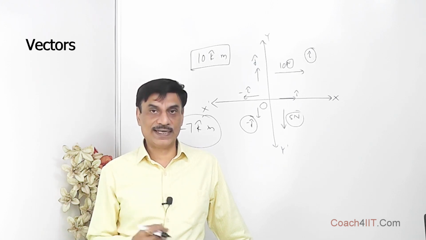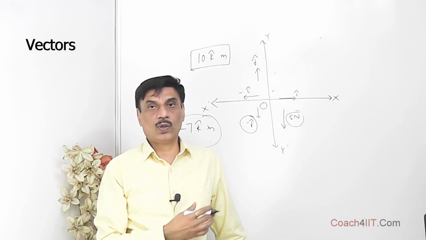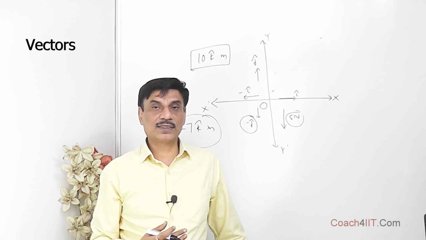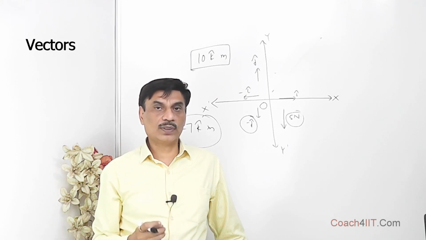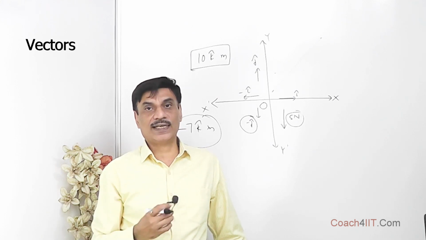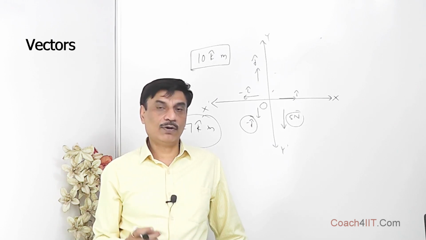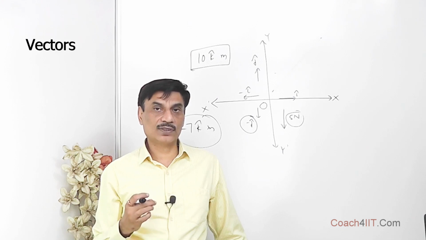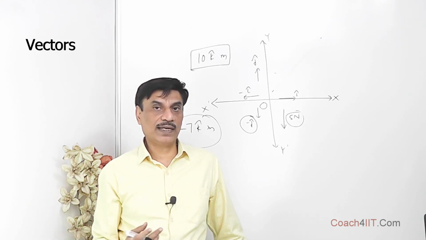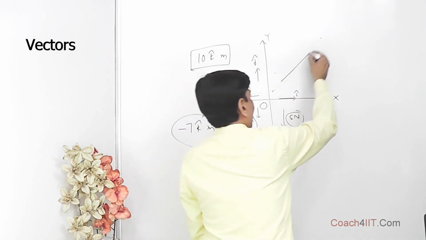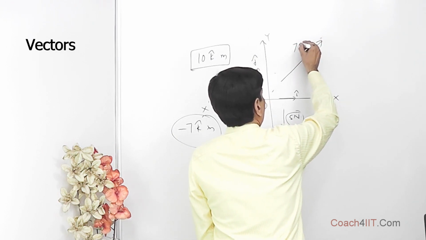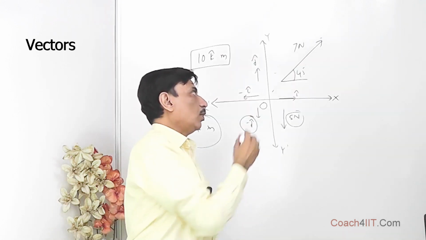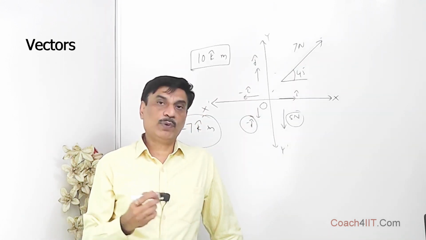So far we have done all the cases where the displacements, forces or vectors are aligned purely along the x-axis, y-axis or z-axis. What if a vector is not aligned purely along an axis, but is at some angle, let's say this way? We apply a force of 7 Newton in this direction at an angle of 45 degrees. So how will we represent it in vector notation?